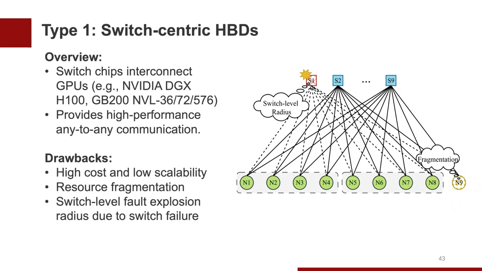For instance, when running a TP16 on NVL36, despite no fault occurring, around 13% to 30% of the GPUs remain unused, resulting in wasted resources. Also, there is a switch-level fault explosion radius, meaning that the failure of any individual switch can cause bandwidth degradation for all GPUs connected to it. So to summarize, this type has a very high cost and a very large fault explosion radius.